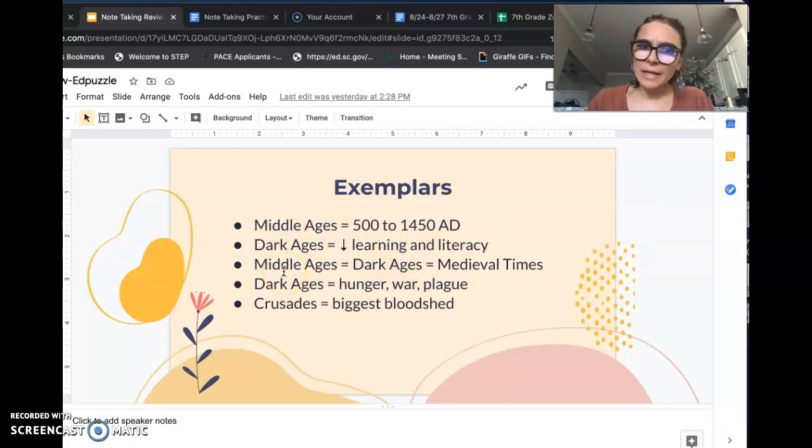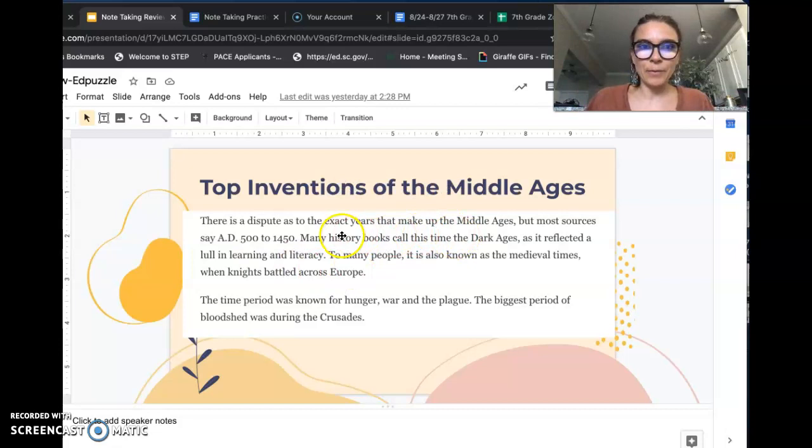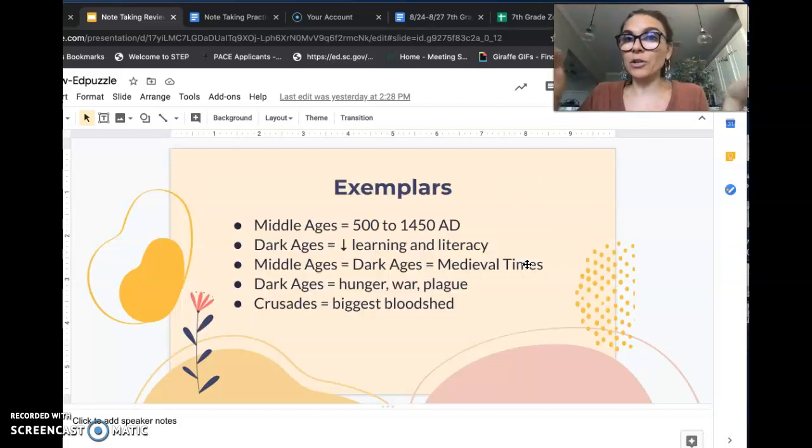Next, I put Middle Ages equals Dark Ages equals medieval times. So I did that because all of them are the same time period. And I know this because it says in here, first it calls it the Middle Ages. Then it says many history books call this time the Dark Ages. So these are the same time periods. Then it even says to many people, it is also known as medieval times. So I know to myself, just based on this passage, that there are 3 different names that I could call that same time period.